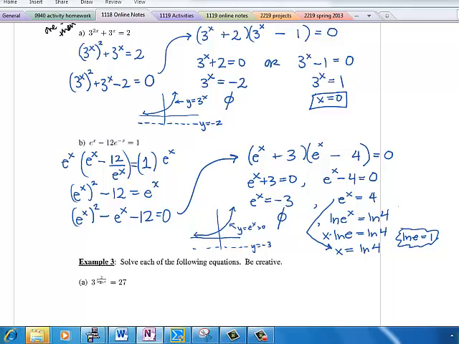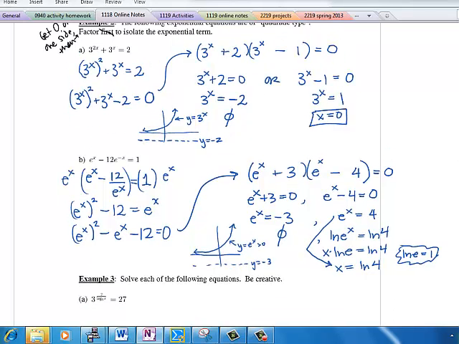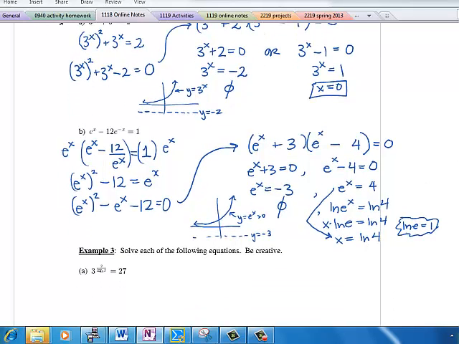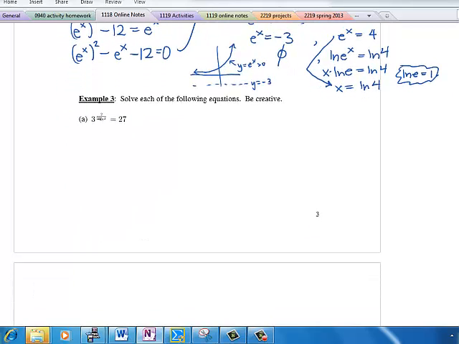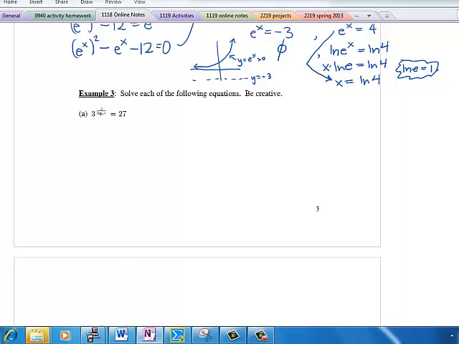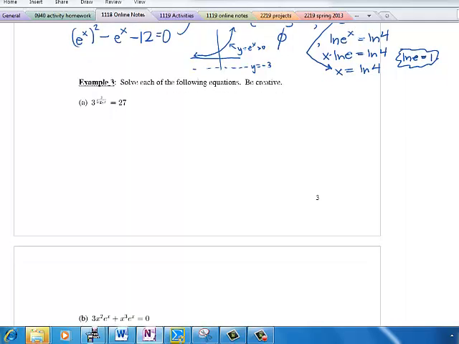I guess they didn't ask us for the approximate solutions on this, but if we wanted to, we could grab a calculator and get the approximate value for natural log of 4. All right, then a few more that might involve even a little bit more creativity.